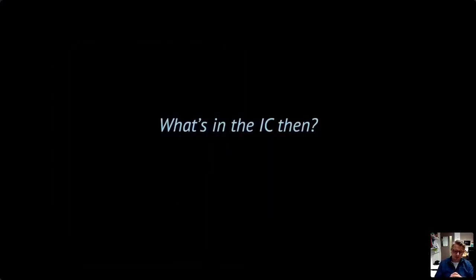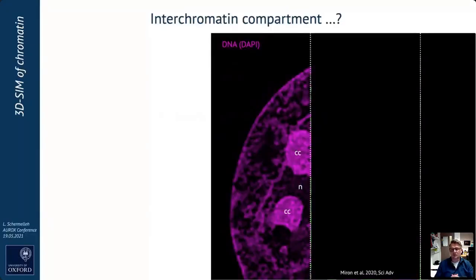Now, one first major question, of course, was, okay, if there is this interchromatin space, what does this interchromatin space harbor?